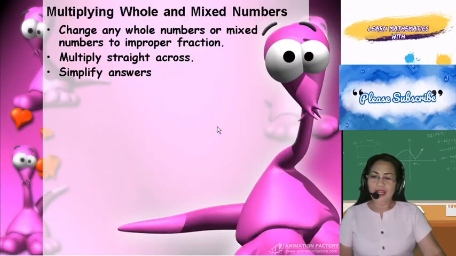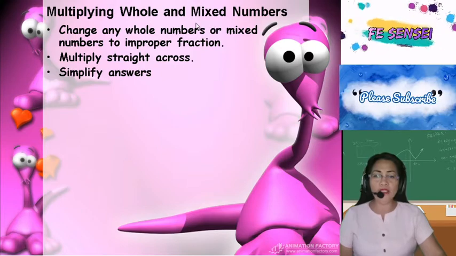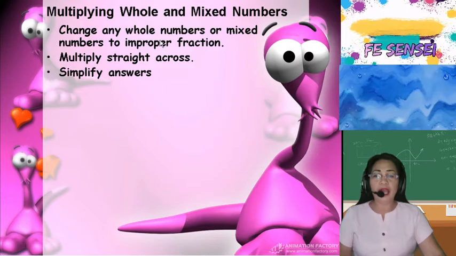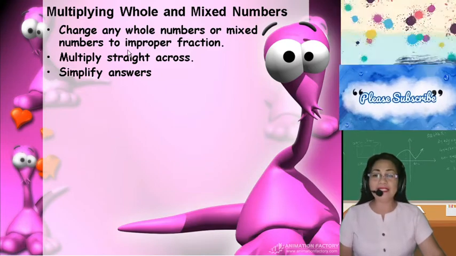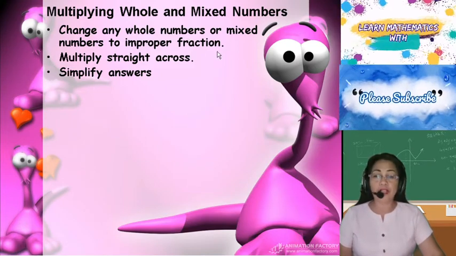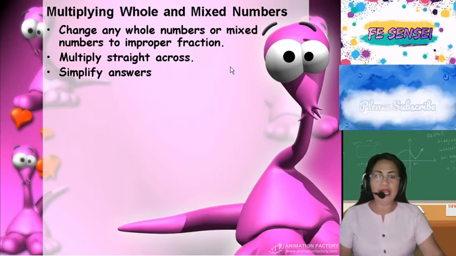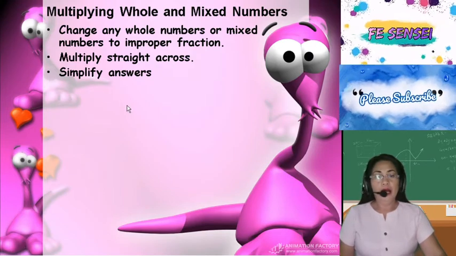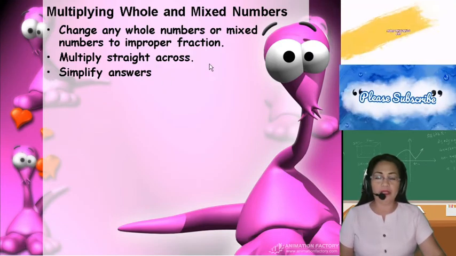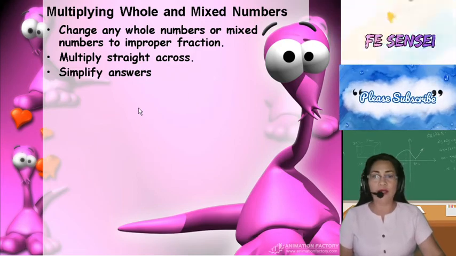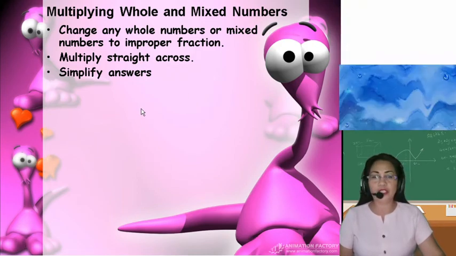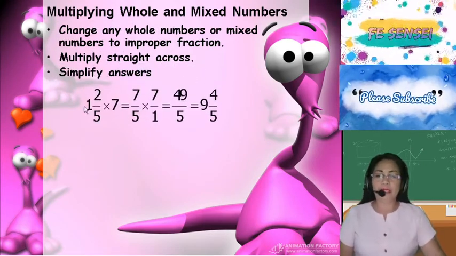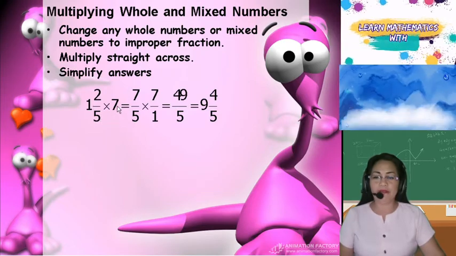Okay, another one. Multiplying whole number and mixed numbers. Change any whole numbers or mixed numbers to improper fractions. That should be the first step. Then multiply numerator times numerator. Then simplify or reduce the fraction into its lowest term. Let's answer this example: 1 and 2/5 times 7.